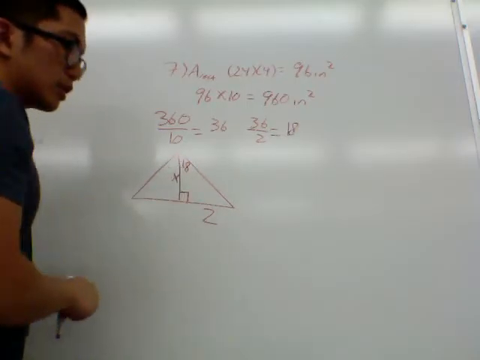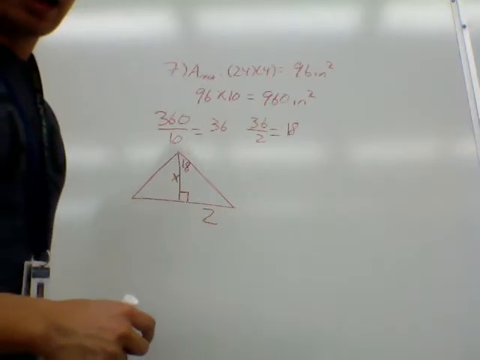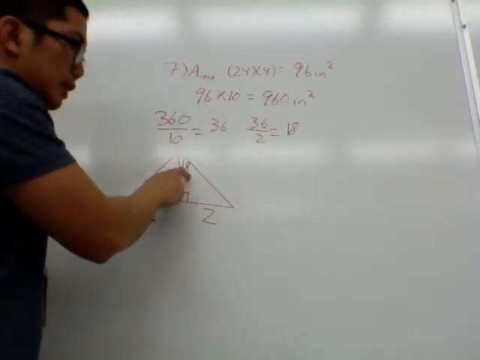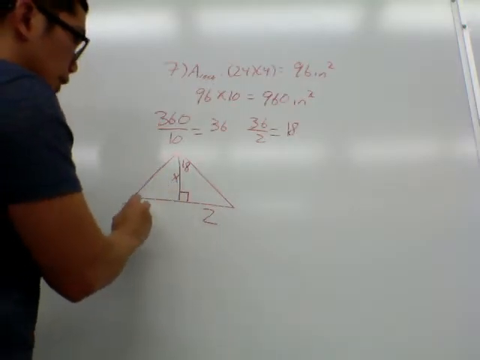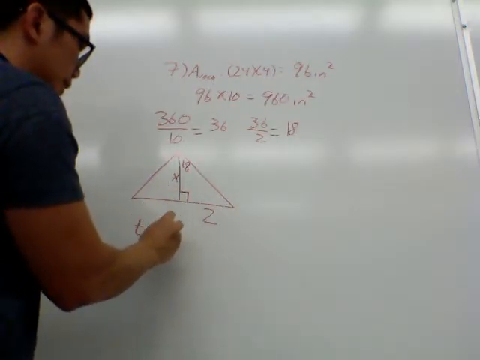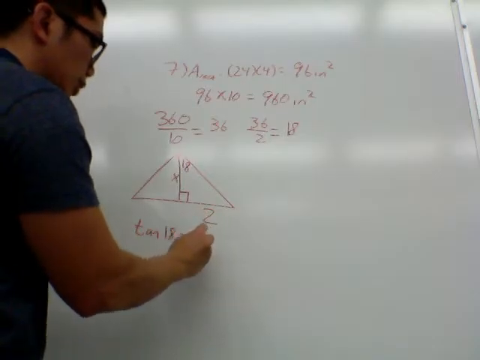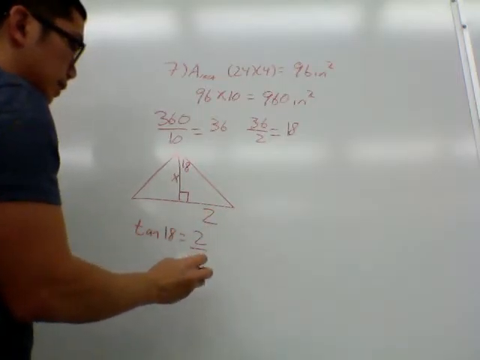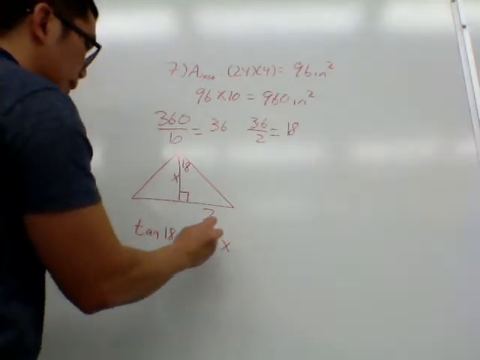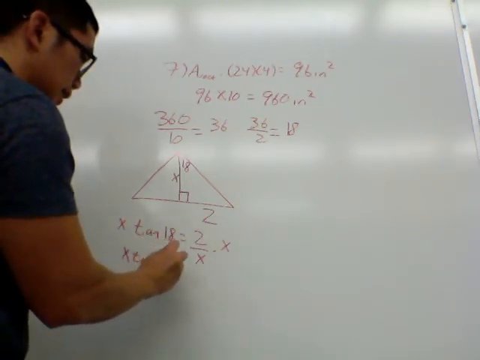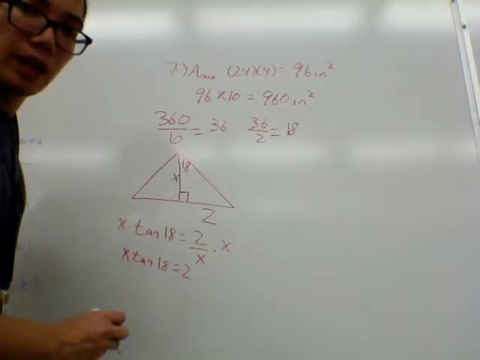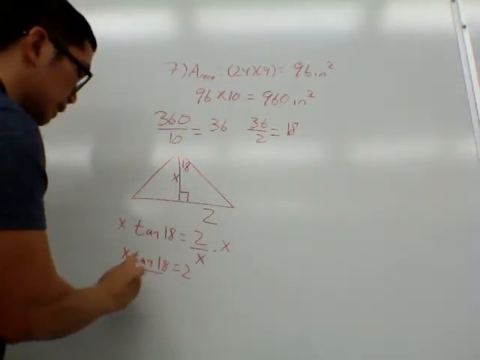So I have to use my SOHCAHTOA to find x. So if I have this as 18, the 2 is my opposite and the x is adjacent. So I'm going to write tan 18 is equal to 2 over x. Okay? And then if I multiply both sides by x, I get x tan 18 is equal to 2, and I divide both sides by tan 18.